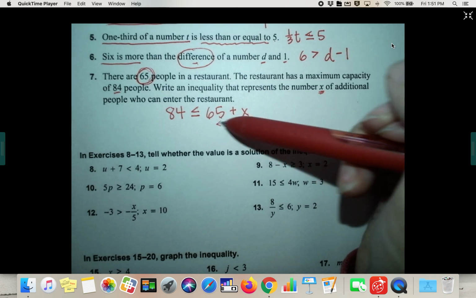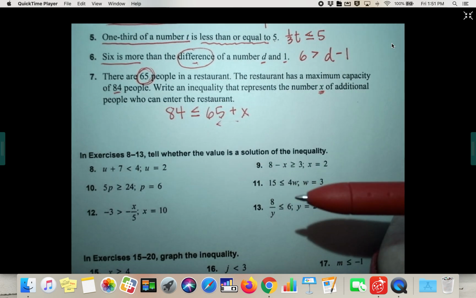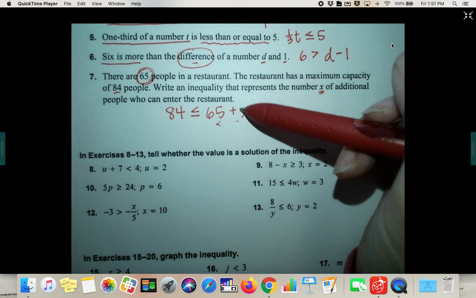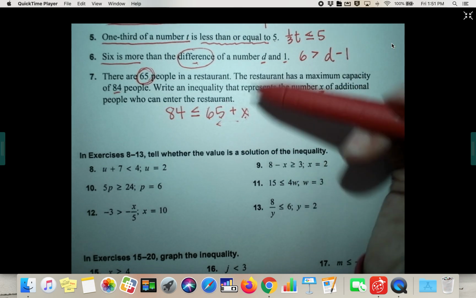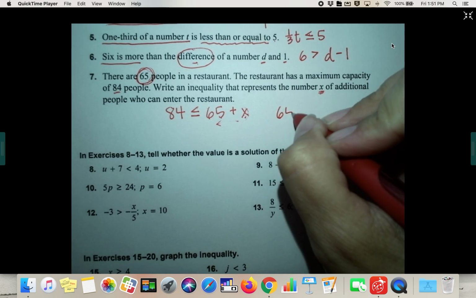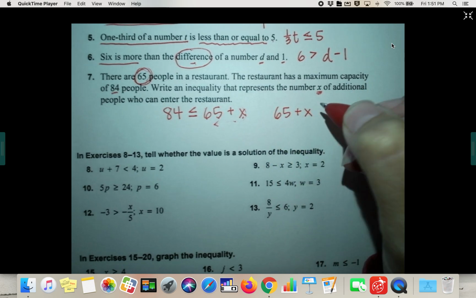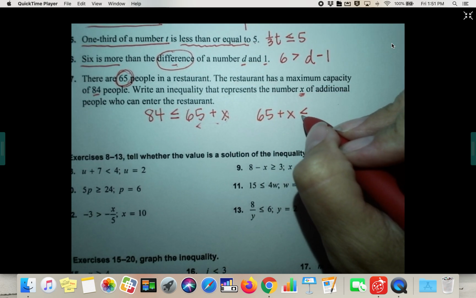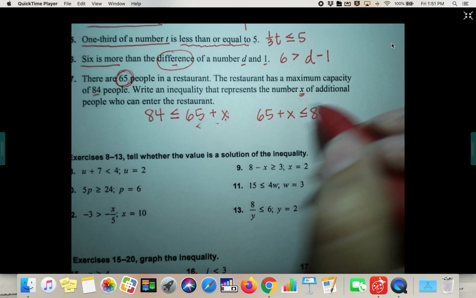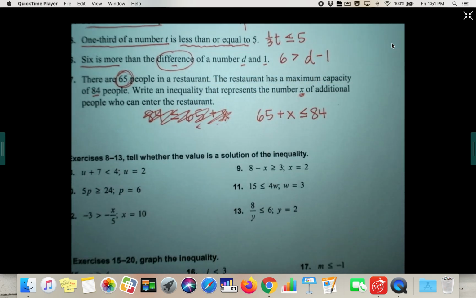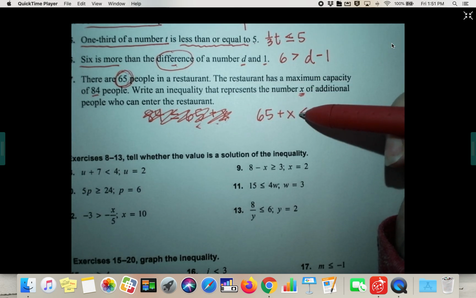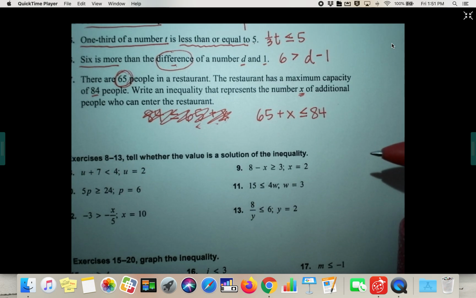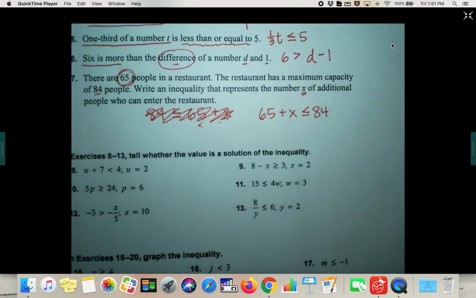So this amount is going to be greater than or equal to 84, and that's not what we want to say. We want to say this amount has to be less than or equal to 84. So 65 plus a number X has to be less than or equal to 84. So I definitely set that one up wrong. 65 plus a number we don't know has to end up being a total of less than or equal to 84 people. It's good to talk it through. You can figure it out.